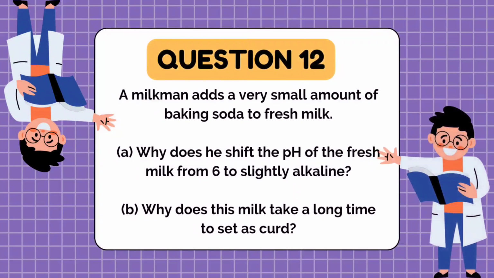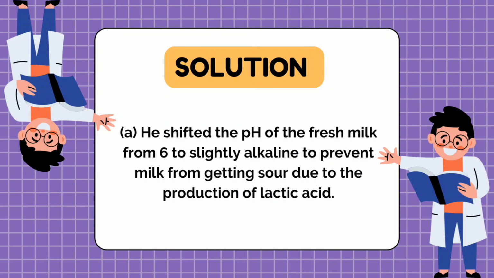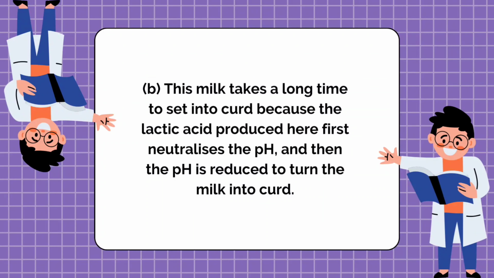Question 12. A milkman adds a very small amount of baking soda to fresh milk. A. Why does he shift the pH of the fresh milk from 6 to slightly alkaline? B. Why does this milk take a long time to set as curd? Solution. A. He shifted the pH of the fresh milk from 6 to slightly alkaline to prevent milk from getting sour due to the production of lactic acid. B. This milk takes a long time to set into curd because the lactic acid produced here first neutralizes the base, and then the pH is reduced to turn the milk into curd.